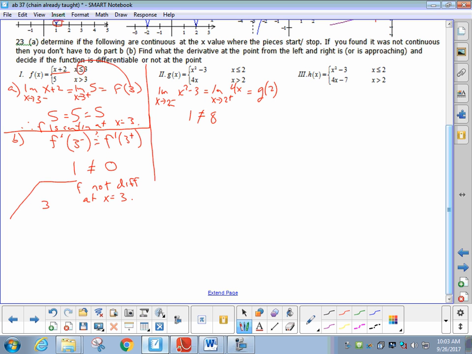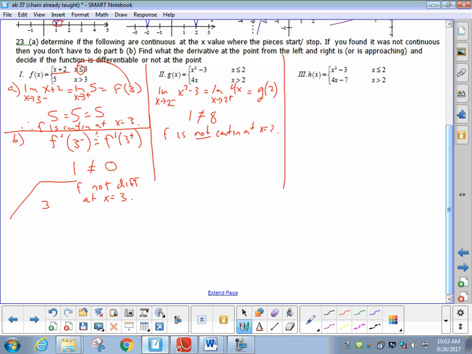So we're already done. We don't need to do any more. We can say g is not continuous at x equals 2, the branches don't meet. And so the derivative part B is a non-issue. If it's not continuous, then don't even waste your time with differentiability. You can't have a derivative at a discontinuity.